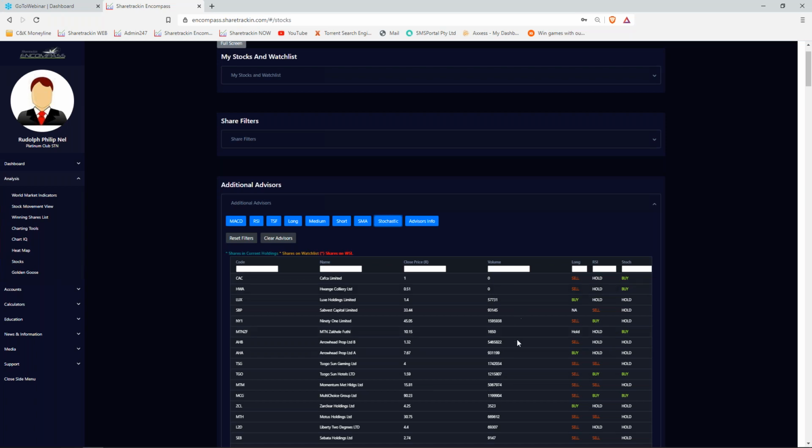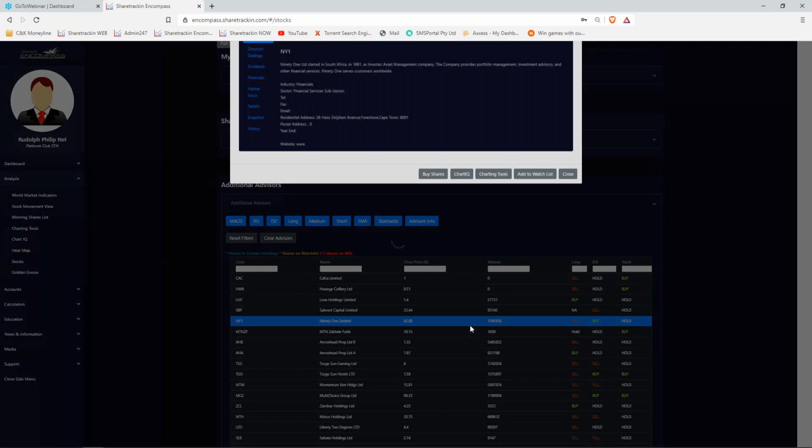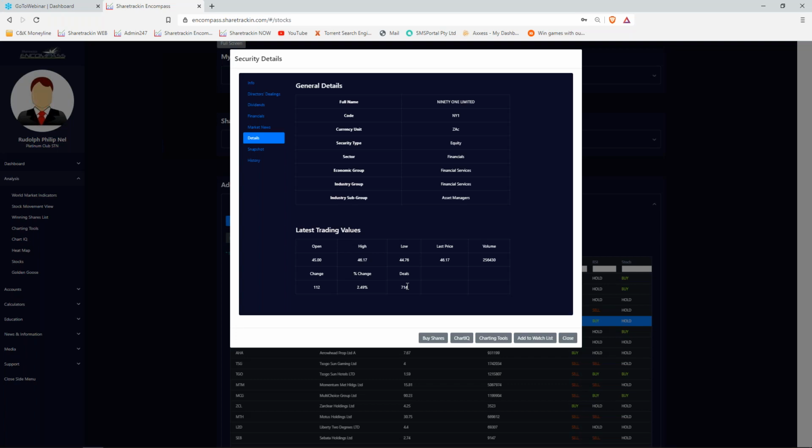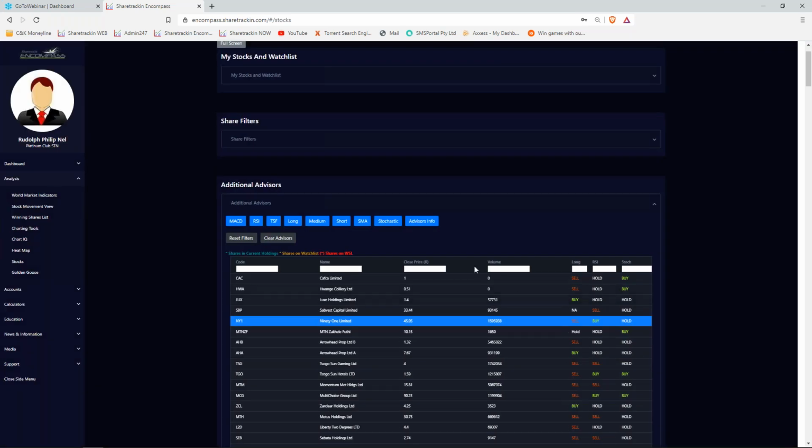All right, and volume is basically the amount of shares that's been traded during a trading day. If you want to see the amount of deals that's been done for the share for the day, you just click on the share, any place in the share, and then you click on details on your left hand side, and it'll show you the amount of deals that's been done with that amount of volume. So that's the amount of people that basically bought and sold for the day with that amount of volume.